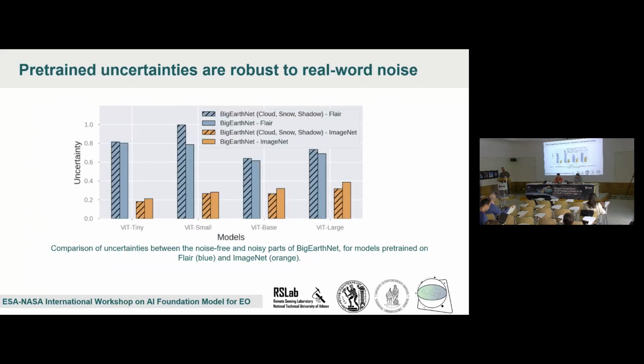Now you may wonder, okay, what do I do with that? Let's test it in the real world. To do that, we utilized the BigEarthNet dataset and a subset of it that is typically excluded during training that mainly contains clouds, snow, and shadow.